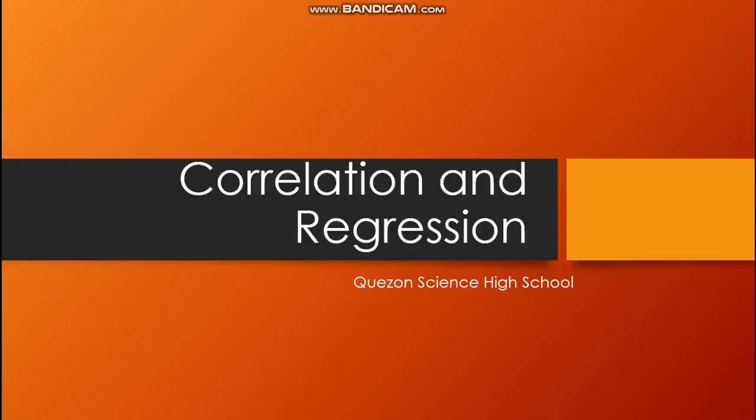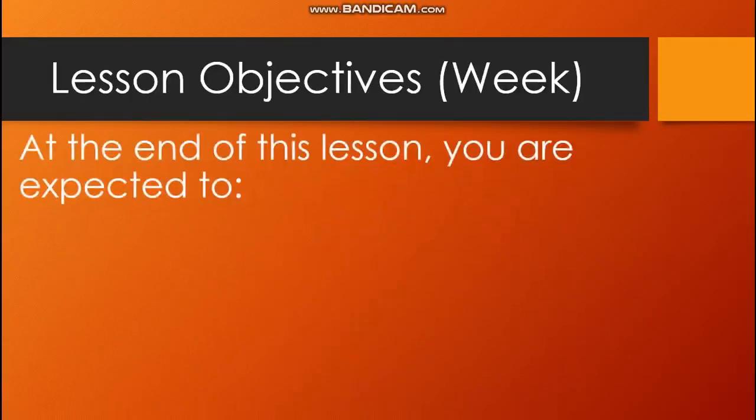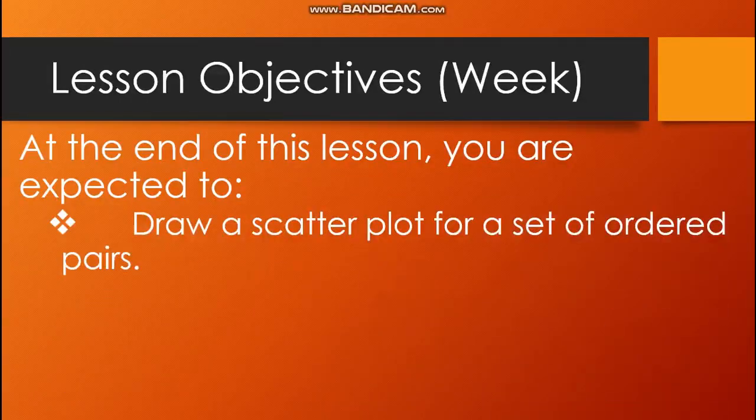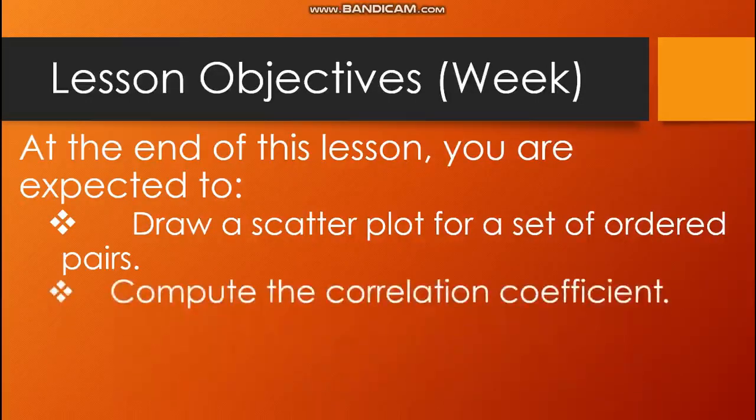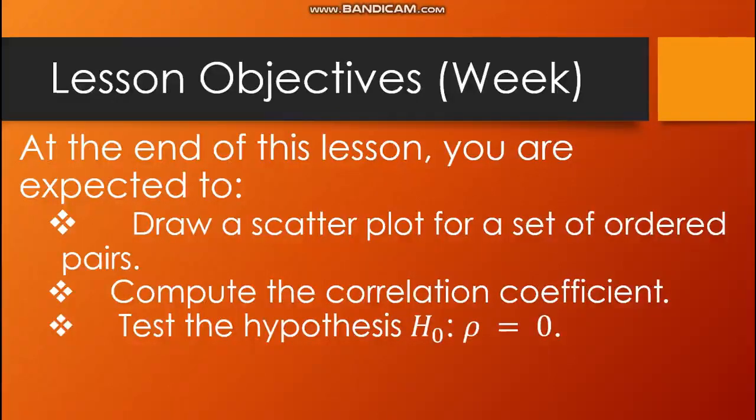Okay? And for this week, here are our lesson objectives. At the end of this lesson, you're expected to draw a scatter plot for a set of ordered pairs, to compute the correlation coefficient, yun yung r, na pag-aaralan natin tomorrow. And lastly, we're going to test if there is a significant relationship yung sa ating na-compute na correlation coefficient using the null hypothesis rho equal to 0, meaning there is no relationship.